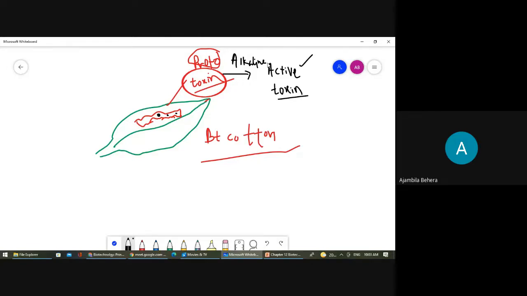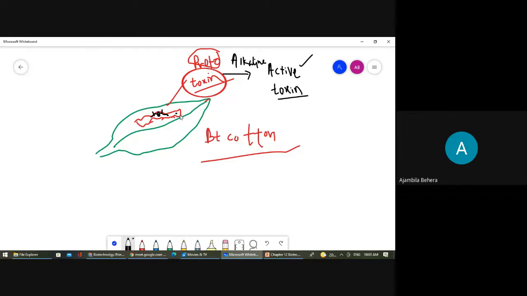And because of this, what happens? That active chemical can make the cell swell. So there will be swelling of this cell, and damage of this cell, and as a result, what will happen? There will be a hole in the epithelial cell layer of the caterpillar. And because of this, the organism dies.